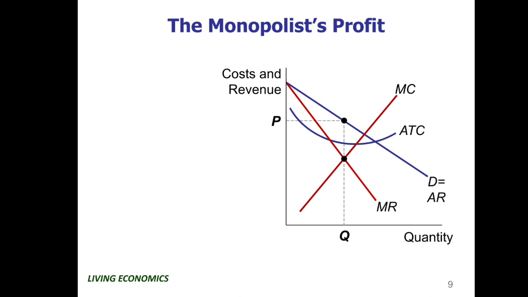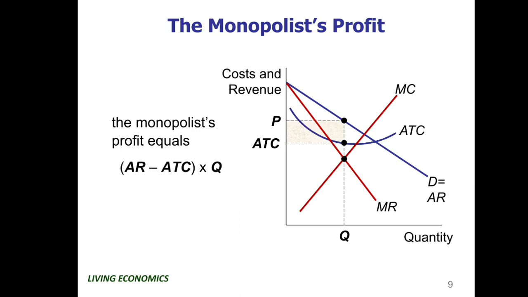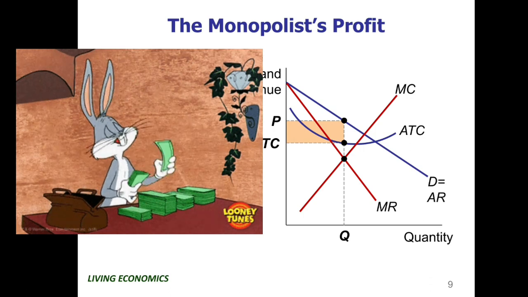Now you can see at Q, price is P and average cost is ATC. So the average profit is the difference between price, which is average revenue or the demand curve, and the average total cost curve. This is average profit, that is profit per unit. Now if you multiply profit per unit by the quantity sold, you'll get the total profit, right? So the monopolist's profit equals AR minus ATC multiplied by the quantity. And therefore, the orange shaded area is the total profit of the firm.